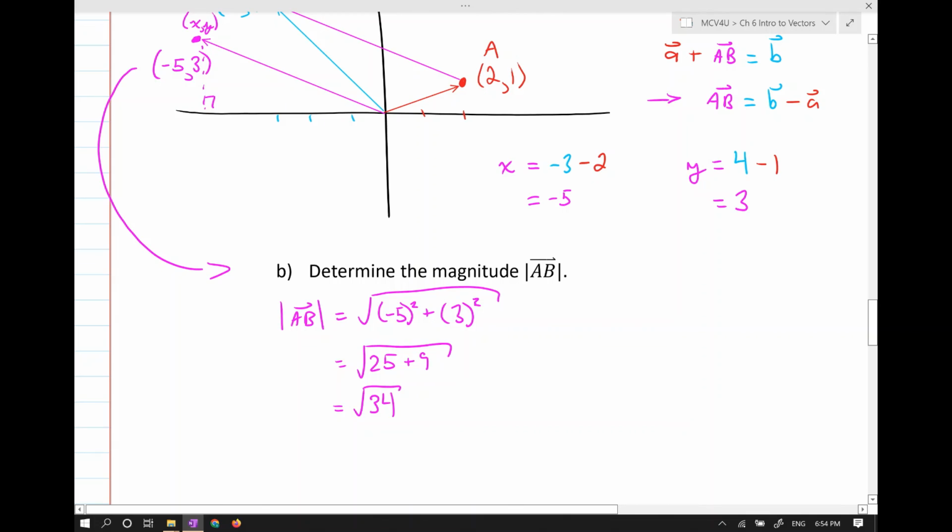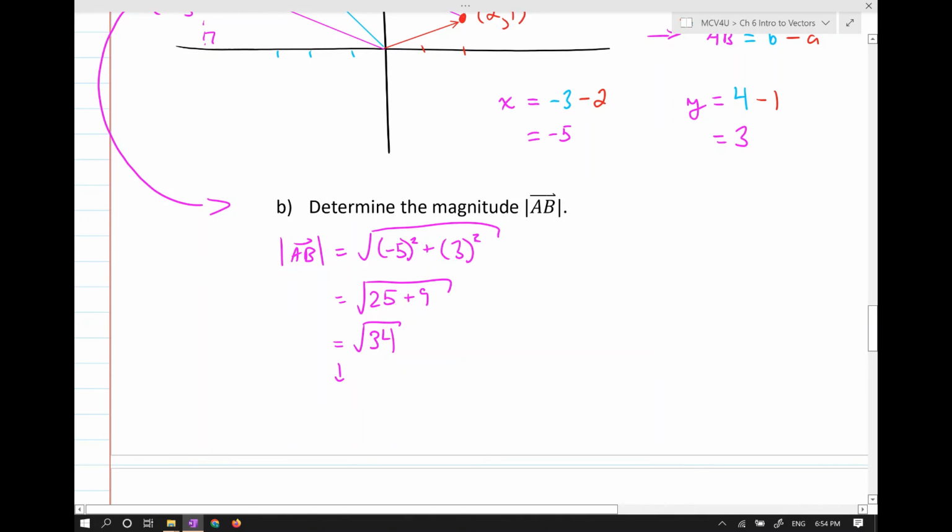Can I break that down any further? No, I cannot. If I wanted to, I could throw it into a calculator. You would not be doing this on an assessment, and we would find that it's a little bit less than 6, probably something like 5.85. This is a rough estimation here.